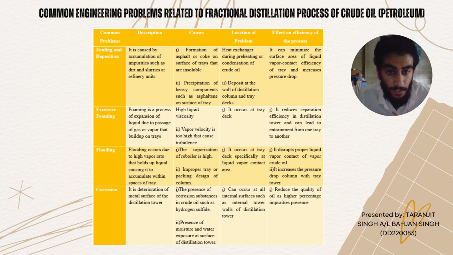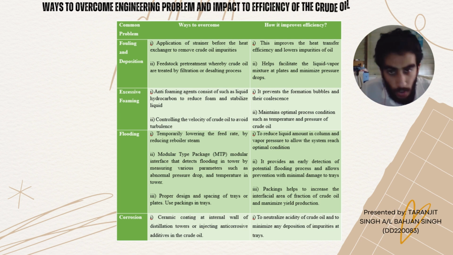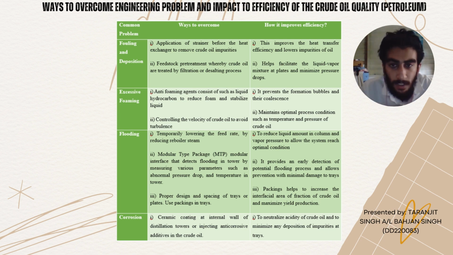The effects of the process reduce the quality of the oil, as a high percentage of impurities are present. Okay, next we move on to the ways to overcome the engineering problems and the impact on the efficiency of the crude oil quality. So the first problem is fouling and deposition.